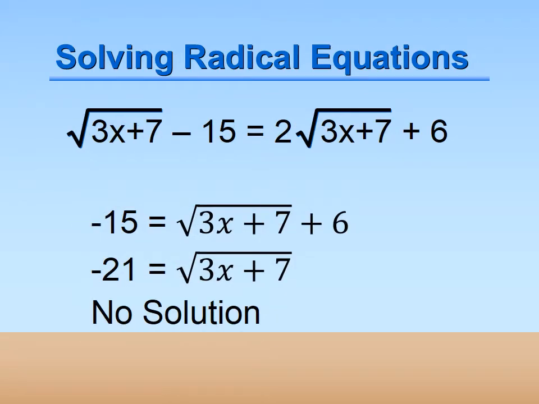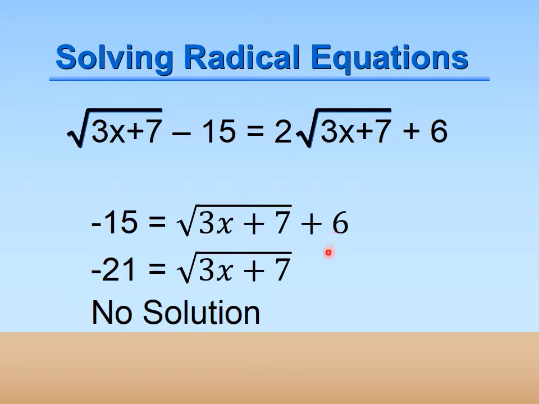All right, so let's look at this one. So for this one, we have to get our radicals on the same side. So what I'm going to do is subtract the square root of 3x plus 7 from both sides. So when I subtract that from the left-hand side, it's eliminated. It's no longer there. And when I do it on the right-hand side, I've got 2 square roots of 3x plus 7 minus 1 square root of 3x plus 7. So 2 apples minus 1 apple leaves me just 1 apple. So now I'm left with negative 15 equals the square root of 3x plus 7 plus 6.